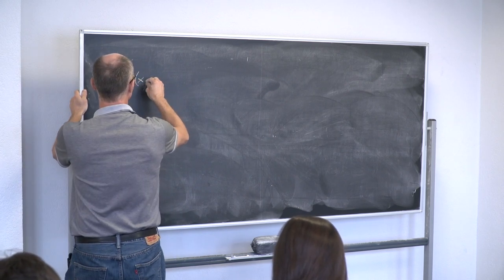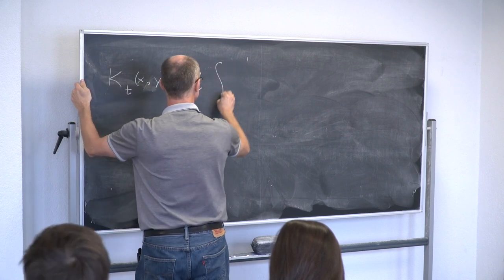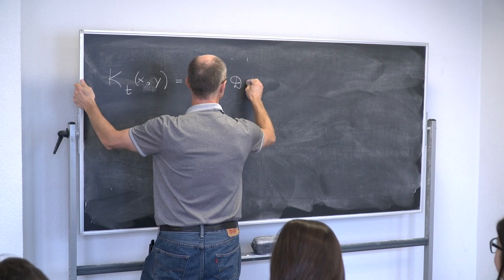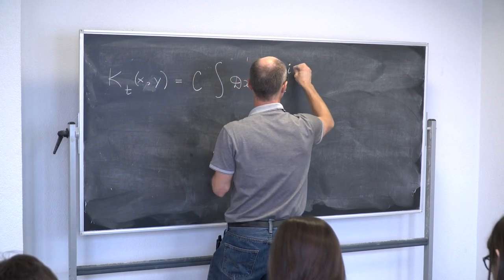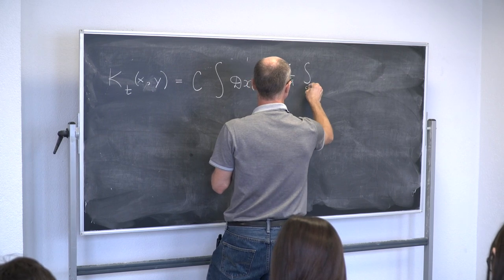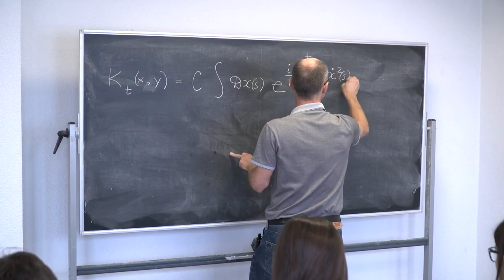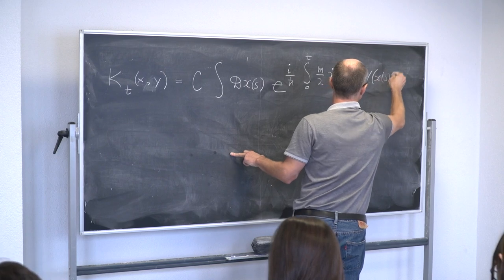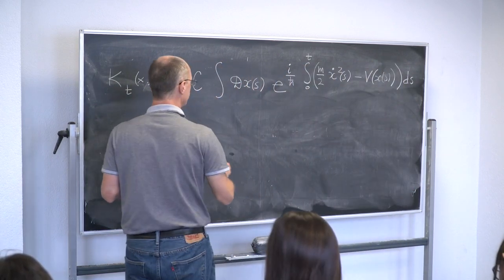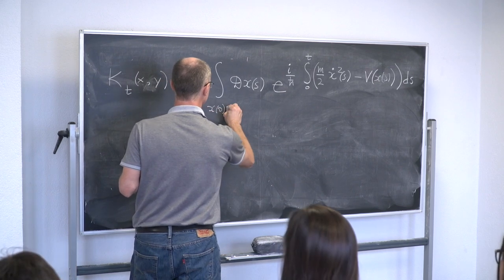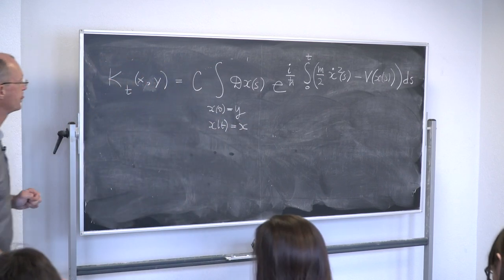So k of, let's say, x y. So this is equal to some constant integral, and here x. So what is the conjecture?